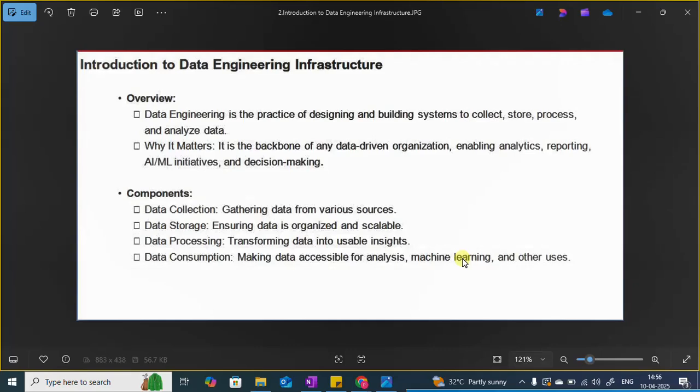Now, coming to components: data collection, gathering data from various sources; data storage, ensuring data is organized and scalable; data processing, transforming data into usable insights; and data consumption, making data accessible for analysis, machine learning, and other uses.